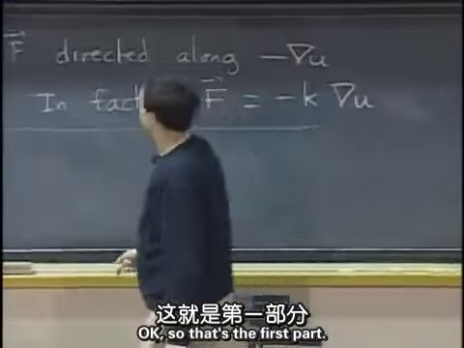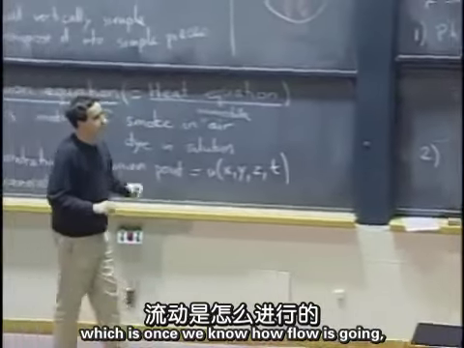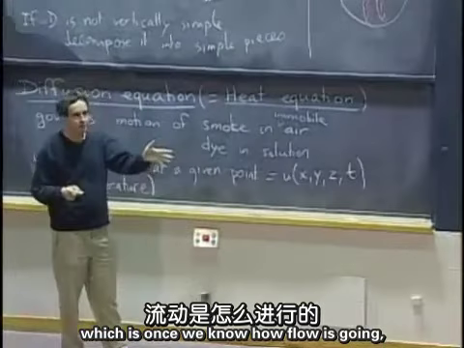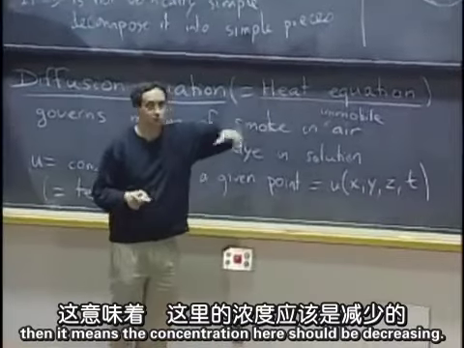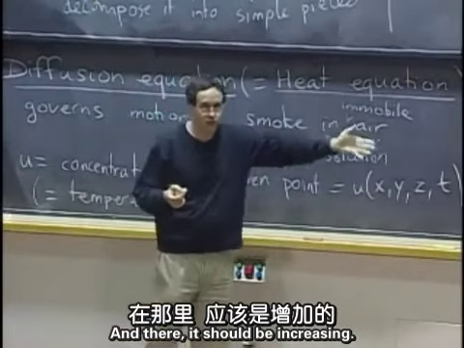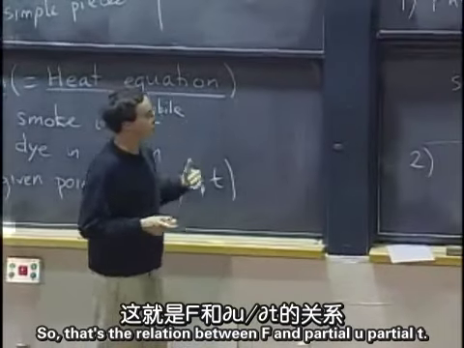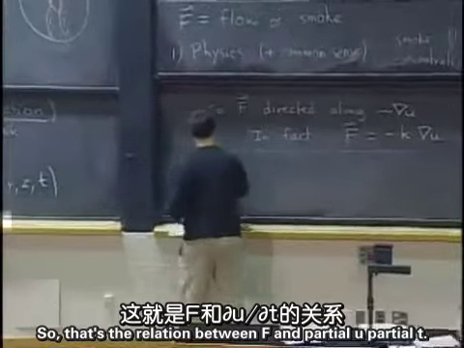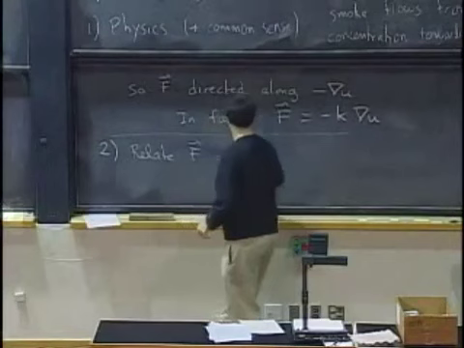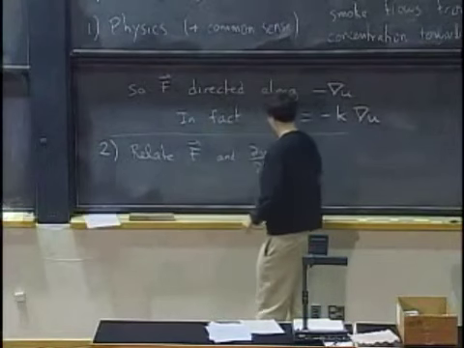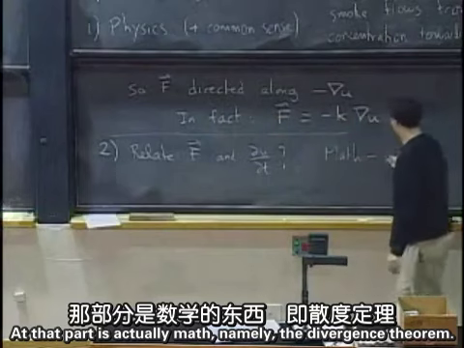Okay, so that's the first part. Now we need to understand the second part, which is, once we know how the flow is going, how does that affect the concentration? If smoke is going that way, then it means the concentration here should be decreasing, and there it should be increasing. So that's the relation between F and partial u, partial t. And that part is actually math, namely the divergence theorem.